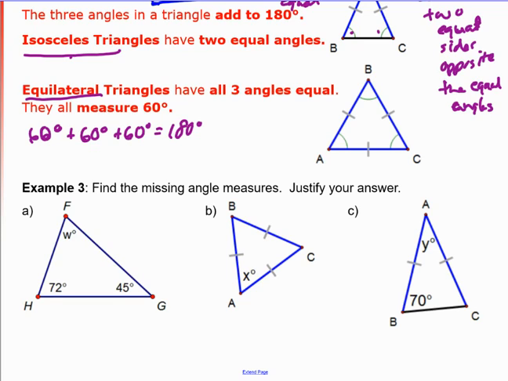So here we go. Find the missing angle measurements, and justify your answer. Now, this one looks like a scalene because none of the angles are the same. Can we figure this out? All we need to do is figure out angle W. They should all add up to 180. Let's pause it here. I want to see if you can do this. Okay, so I got you started on this. 180 degrees, and what should we do to get the total?